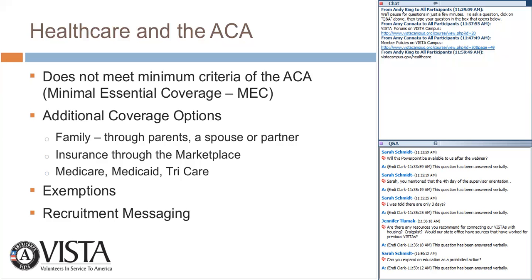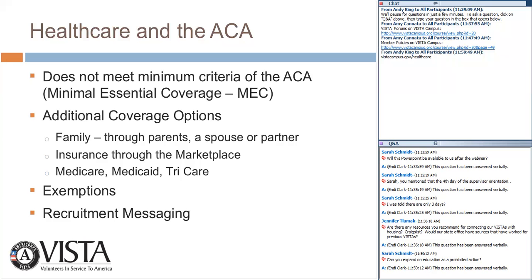So if the VISTA member wants to ensure that they have full coverage of all their pre-existing conditions, they should consider either being part of a family plan through their parents or spouse or partner for health insurance outside of our health coverage plan. They may want to purchase insurance through the marketplace, and when they enroll in VISTA, they have a 60-day open enrollment period for the marketplace to purchase additional insurance, or they may be able to apply for Medicaid, Medicare, or TRICARE.